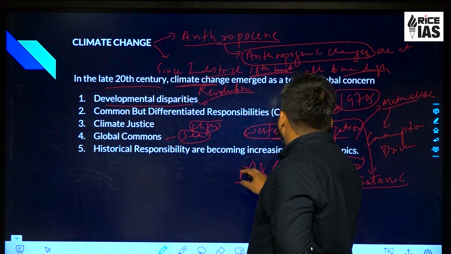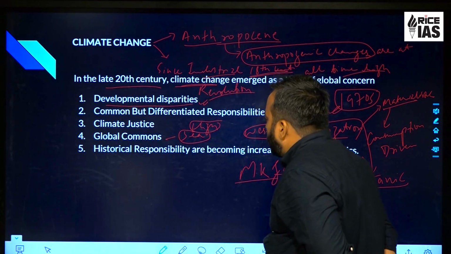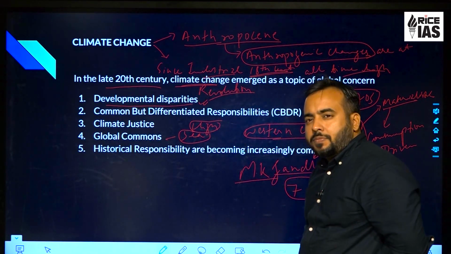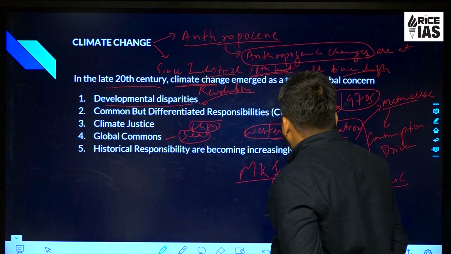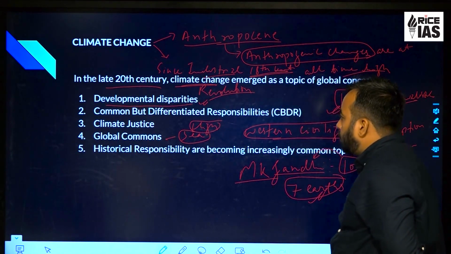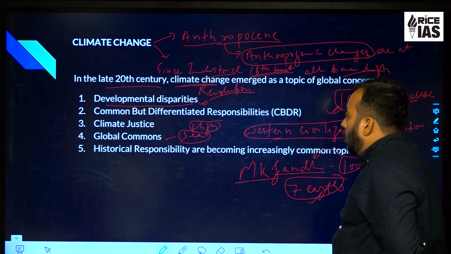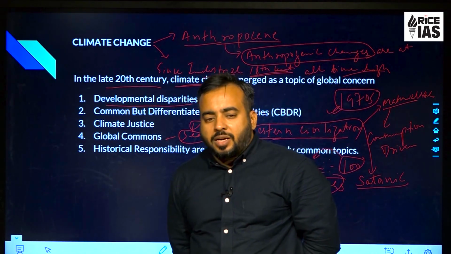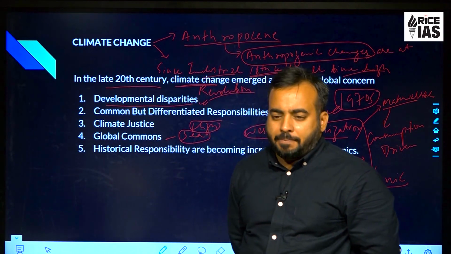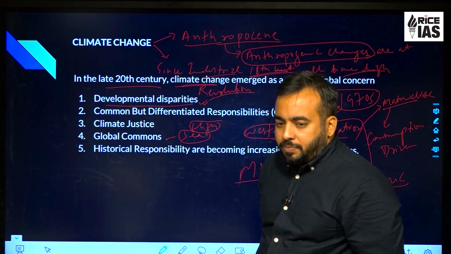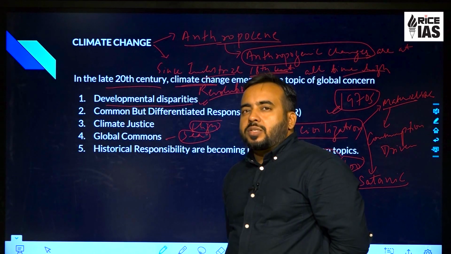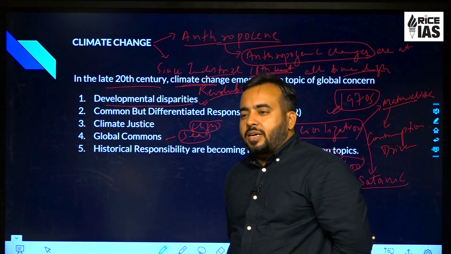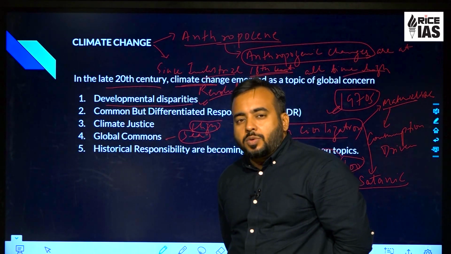This was not in vogue. Climate change, climate justice was not in vogue at that point of time, 100 years back. But Gandhi could foresee it. Common but differentiated responsibility would mean the developing countries of Africa and Asia need to develop further. The development levels reached in Africa are still very, very low.